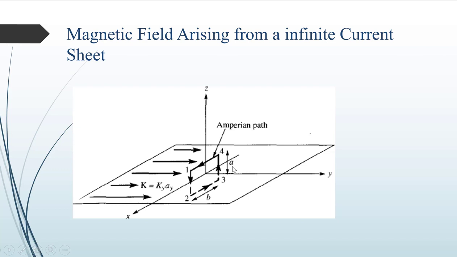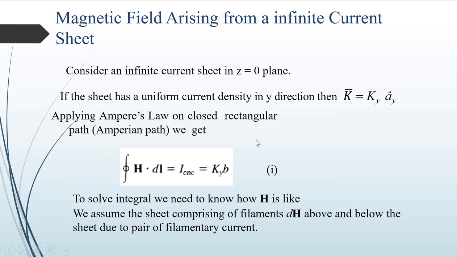To enclose this sheet, according to Ampere's law, we have to consider an Amperian path which will enclose the sheet or a small part of the sheet. So let us consider this Amperian path 1, 2, 3, 4, which is perpendicular to the sheet as shown in the figure. Let B be the length of this path and A be the height of the path. The path is such that it will enclose a part of the current sheet. It is partly above the sheet and partly below the sheet. So consider this sheet in the Z equal to 0 plane.